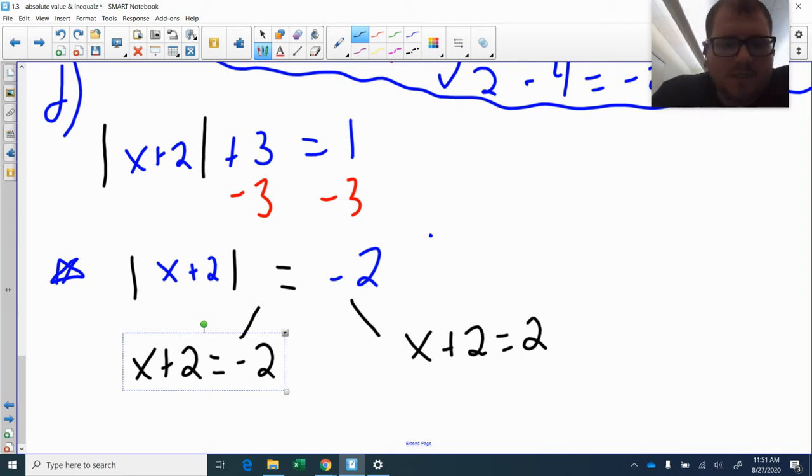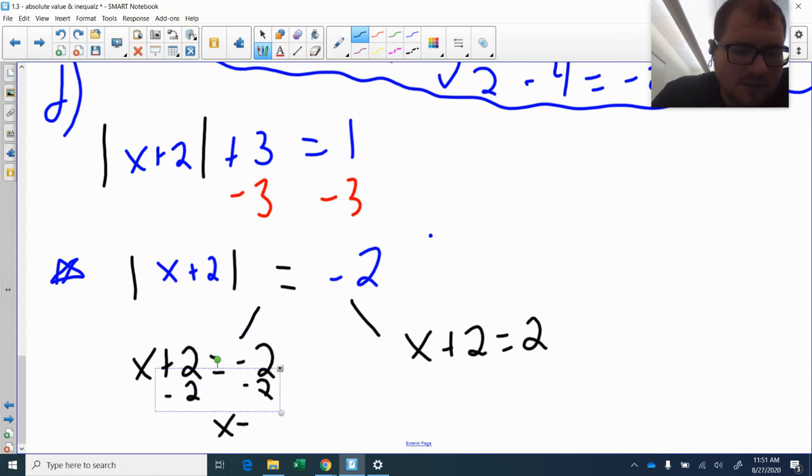When we solve both of these out, for this one, we're going to subtract the 2 over. So we minus 2 on each side. This gives us x equals -4.